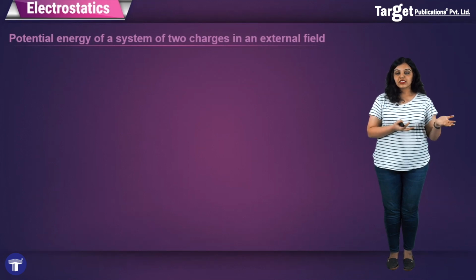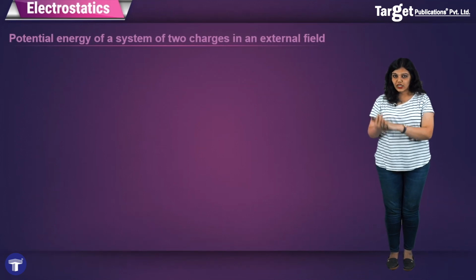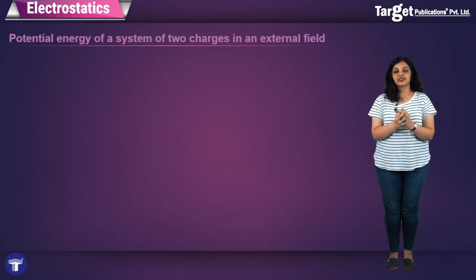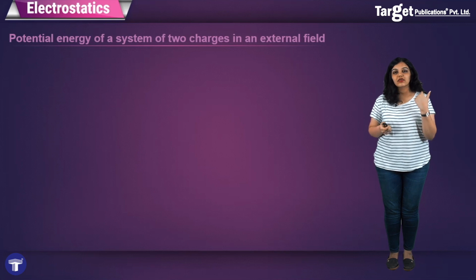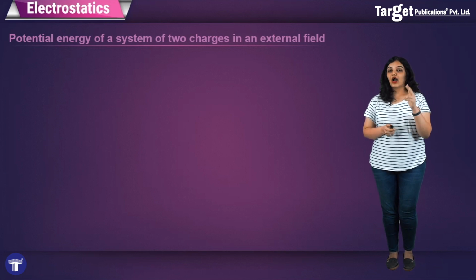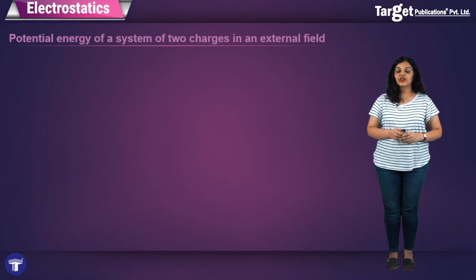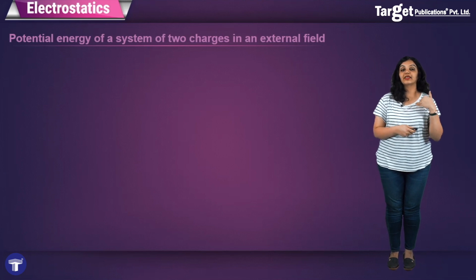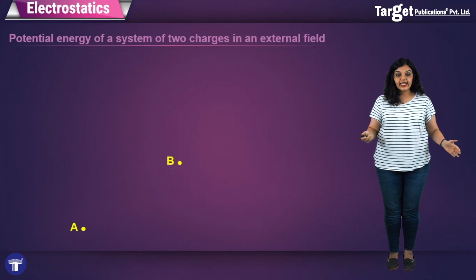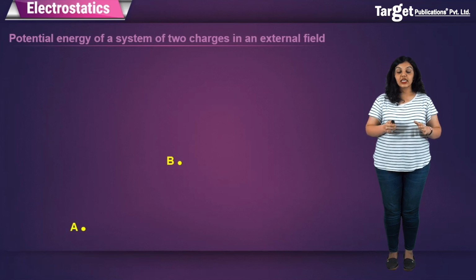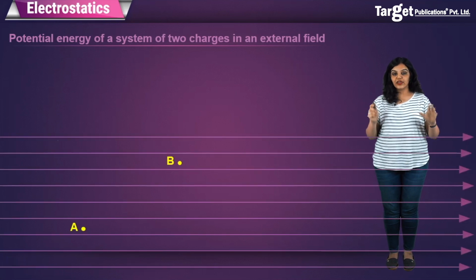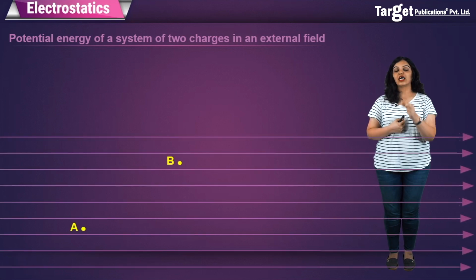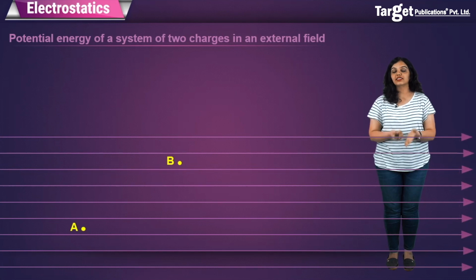Remember, in the previous case, we saw that when we were trying to assemble a system of charges, and when we brought the first charge, no work was done. Why? Because there was nothing there before the first charge. However, in this case, it will be slightly different because these two charges are going to be placed in an external field. So already at these two points which we are considering, there is an external field. And I'm going to bring in these two charges one by one inside this external field.